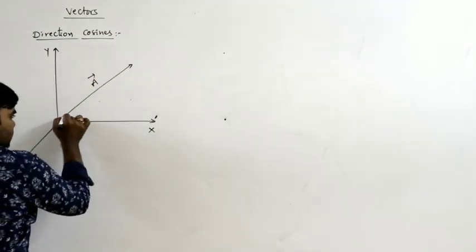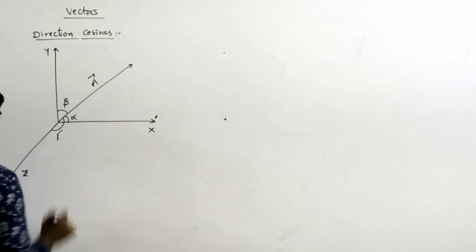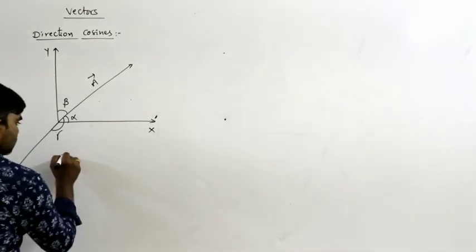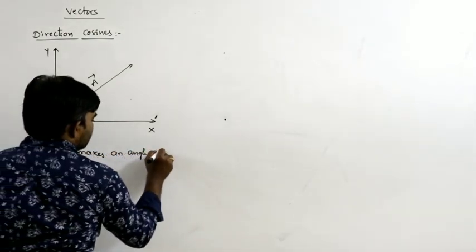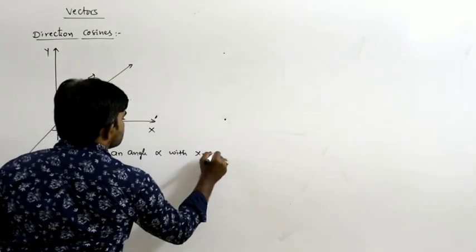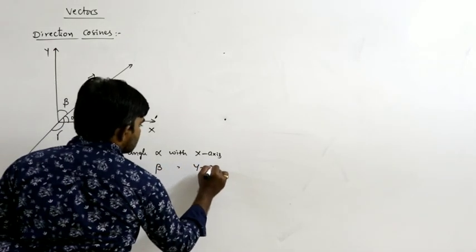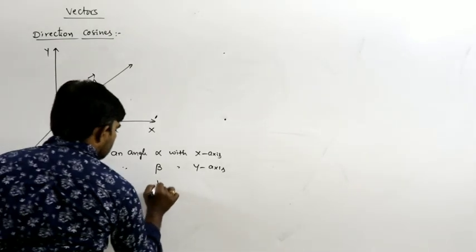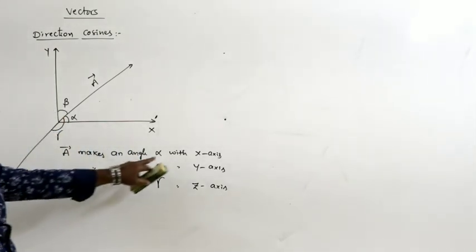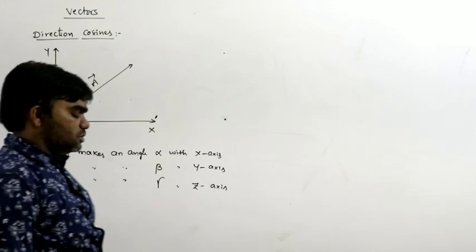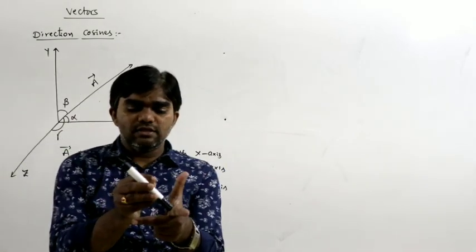If the vector A bar makes an angle alpha with the x axis, beta with the y axis, and gamma with the z axis, that means the situation is like this.